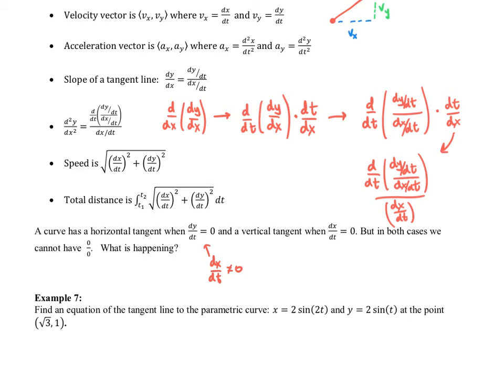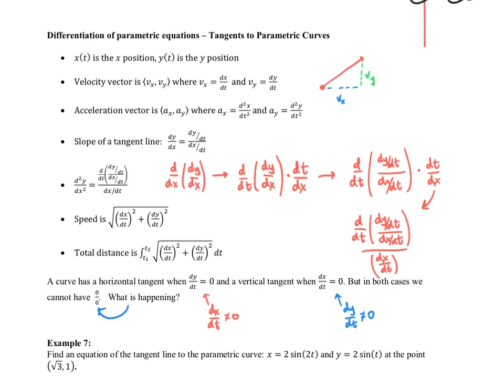There's a vertical tangent when dx dt is 0. However, dy dt is not 0, because again, if they're both 0, it's stopped. And that means that you're moving vertically, but not horizontally. Okay? And again, what's happening if we have the 0 in both cases, then the object is not moving either horizontally or vertically. So that's the overview. You have to memorize this stuff.